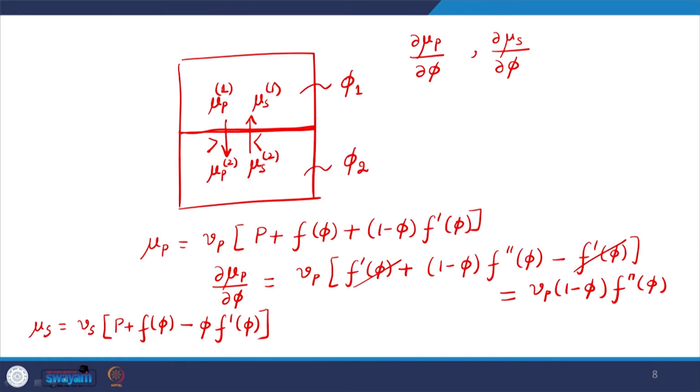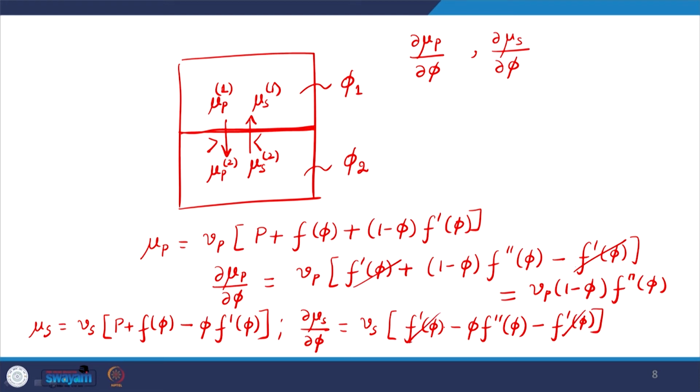Therefore ∂μs/∂φ is going to be Vs multiplied with (f'(φ) − φ f''(φ) − f'(φ)). So again we have cancellation and we get −Vs φ f''(φ).